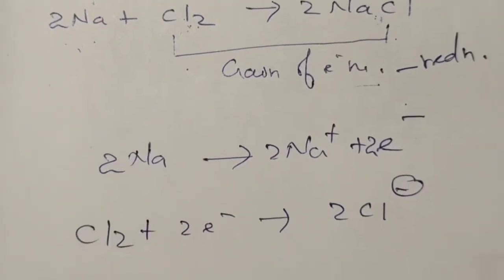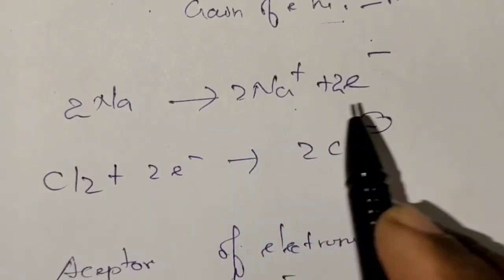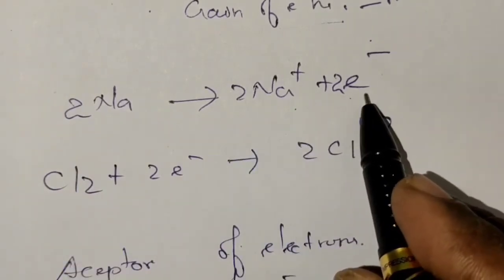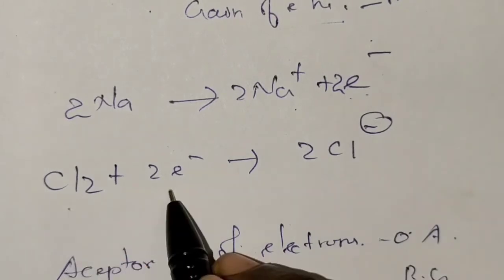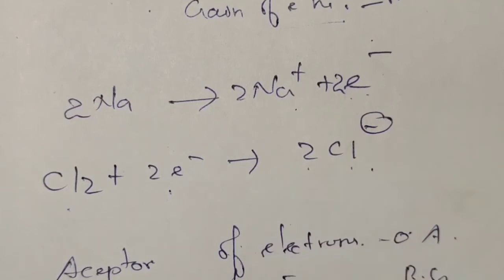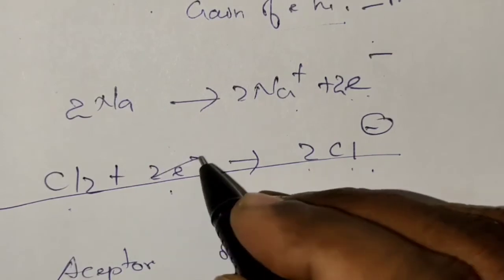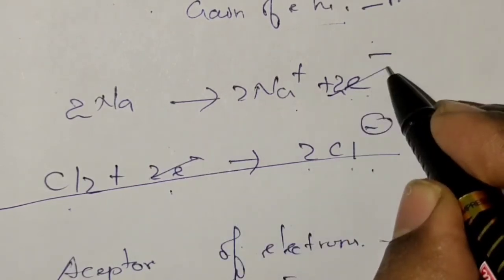Therefore, this reaction can be written as 2Na gives 2Na+ plus 2e-. Cl2 plus 2e- gives 2Cl-. These two are called half reactions. When we add these two half reactions, the two electrons get cancelled.